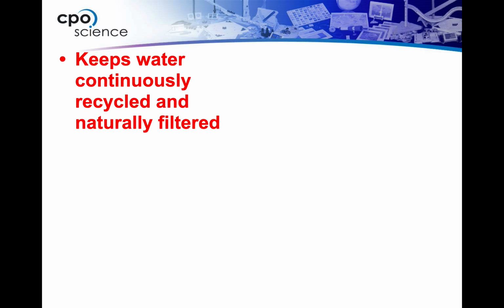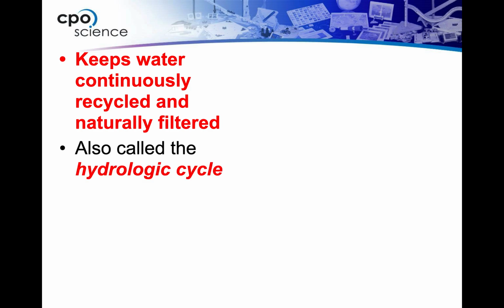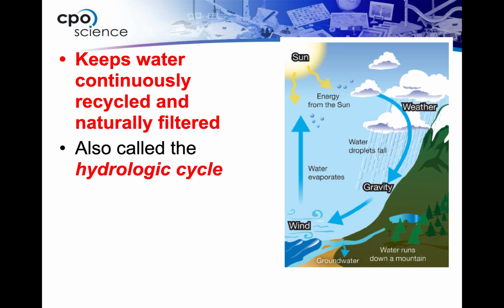So the water cycle keeps water continuously recycled, and it also keeps it naturally filtered. It is also called the hydrologic cycle. That prefix hydro meaning water. So if you guys ever see the prefix hydro, that means water. Being a cycle, there isn't a beginning or an end. So when we talk about it, if we pick a spot, doesn't mean that's the start or the end. It's just somewhere in that cycle. The water cycle has been going on ever since water has been on our planet, and it will continue to go on as long as water is here.